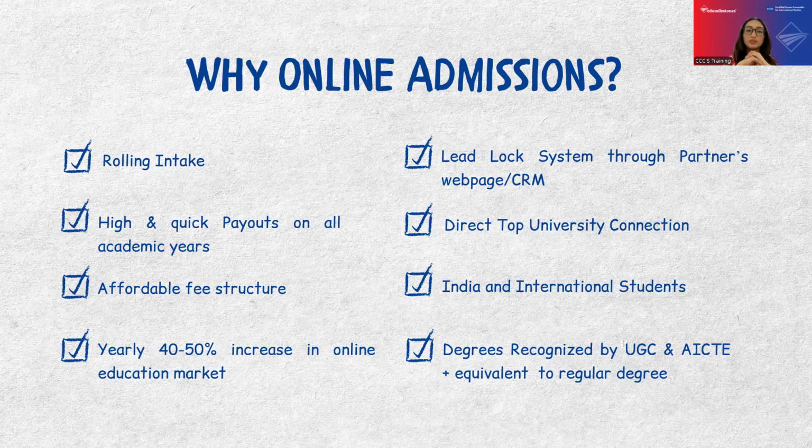The second thing is the payouts. You will get the quickest payouts here, within 1 month of taking the admission. You don't have to wait for longer months. Also, the payouts are available every academic year when the student pays the fees. Let's say a student has enrolled for a bachelor's degree, which is for 3 years; for all the 3 years, your payouts will be released. So that's again a plus point.